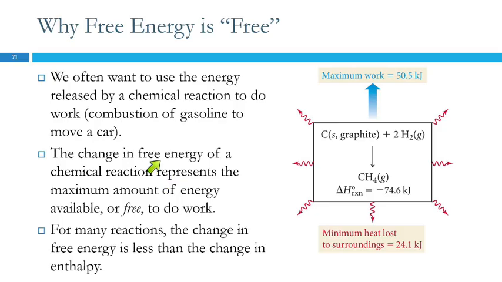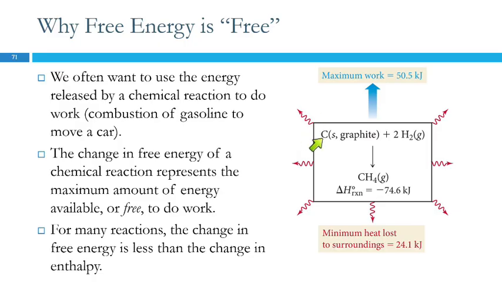The change in free energy represents the maximum amount of work that is available or free to do the work. So you could look at a bunch of people, and some of them are busy doing something, and some of them are just kind of sitting around. It's like, hey, you could help me move chairs. You're free, right? Now, are all of them going to come and help? Probably not, but that's the maximum that you could have. So delta G is the most amount of energy that could be used to do work. Generally, that's less than the change in enthalpy.